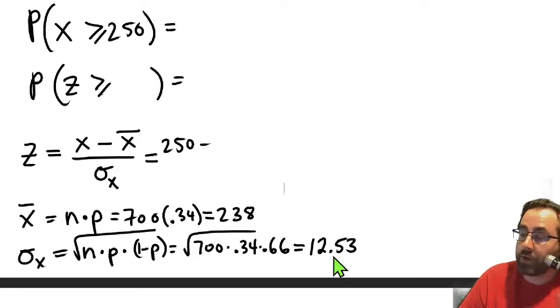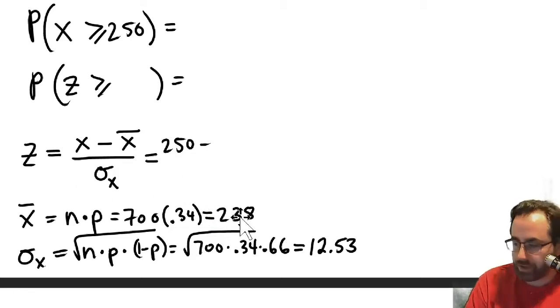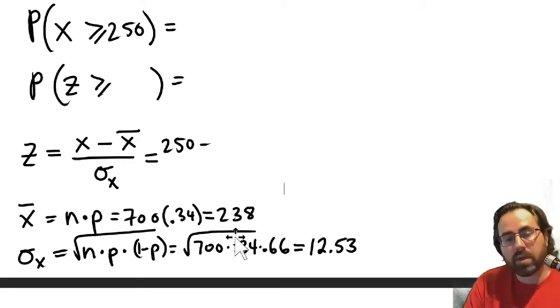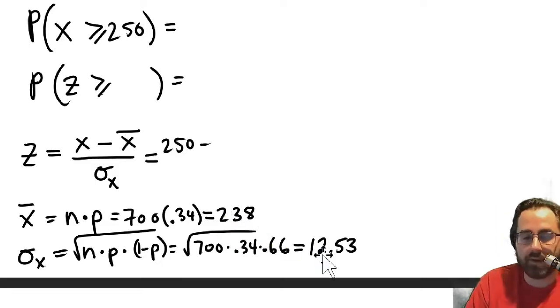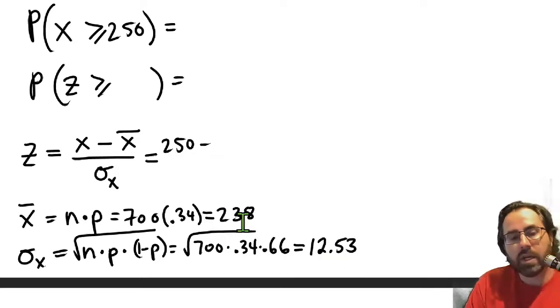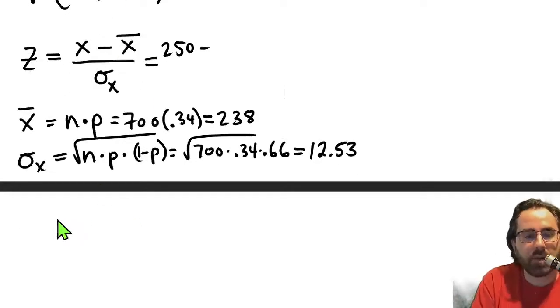Now let's pause for a quick second. That value actually should make sense because, if you just think about it, we're basically saying, hey, we expect 238 out of 700. Sometimes we'll get 240 something, sometimes we'll get 220 something. Typically, the count would vary by 12.53 from 238. So we're saying, what's the probability of getting 250 or larger? Now, I actually just want to move this down here.